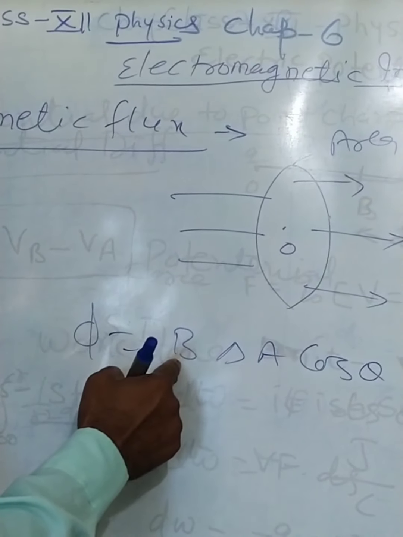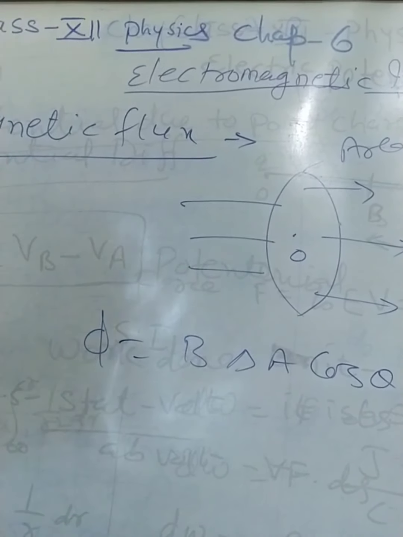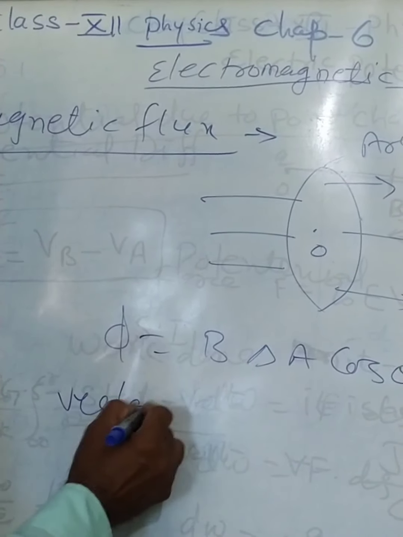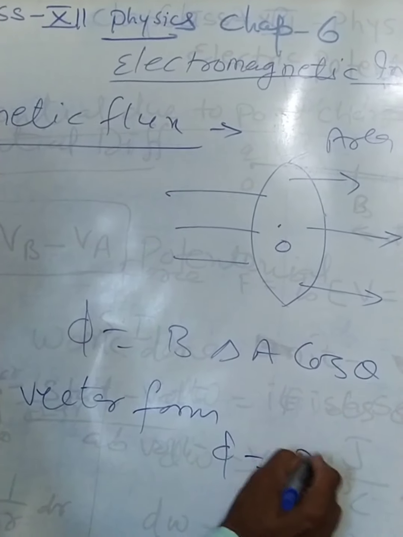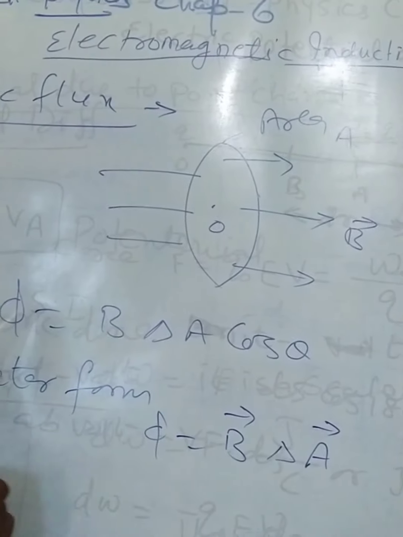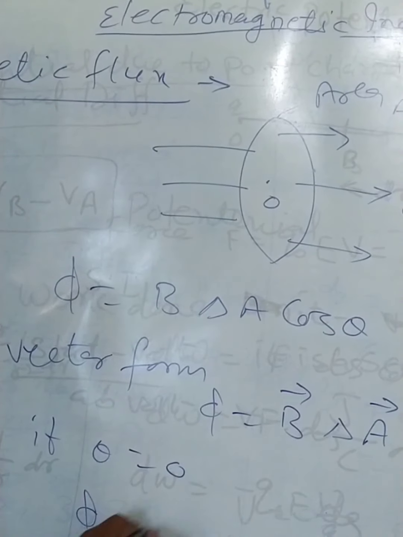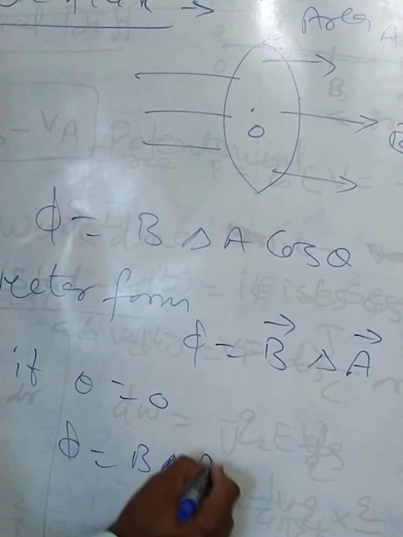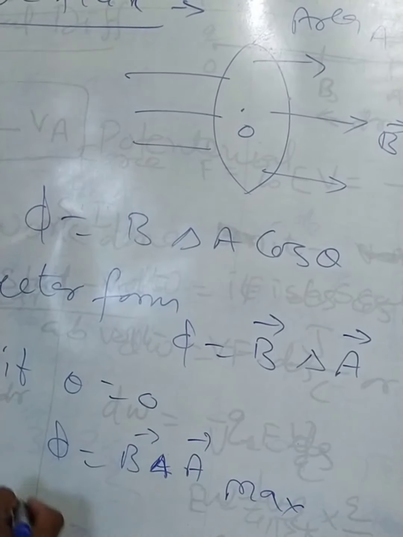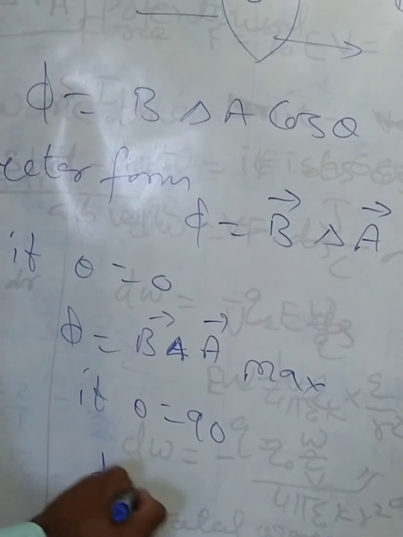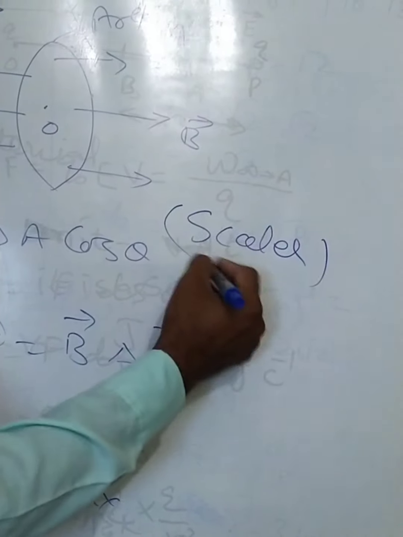Where B is the magnetic field and A is the area. In vector form, phi is equal to B dot ΔA. If theta is 0, cos 0 is 1, so phi is equal to BΔA. This is the maximum flux. If theta is equal to 90 degrees, cos 90 is 0, so phi is equal to 0, which is the condition for the minimum flux. It is a scalar quantity.